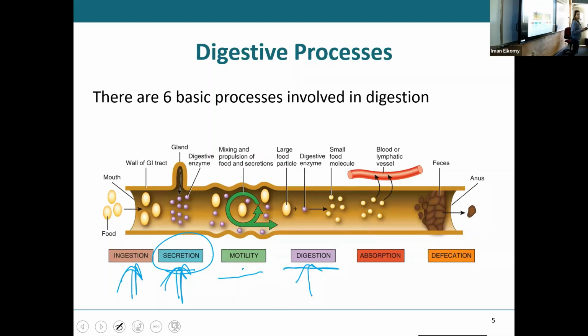Then we go through digestion, and the actual word digestion means to take something that is large and break it down into smaller pieces. And that can happen mechanically or chemically. An example of mechanical digestion is when you chew something. Right? Your teeth are physically grinding it down into smaller particles.